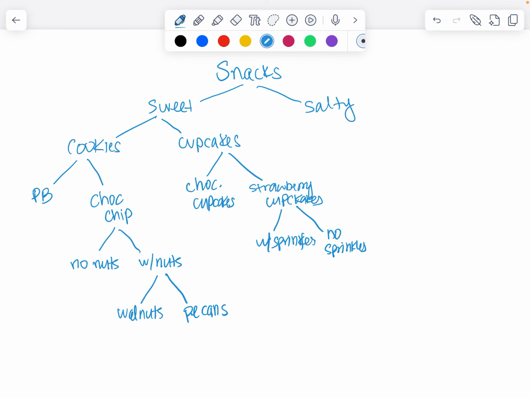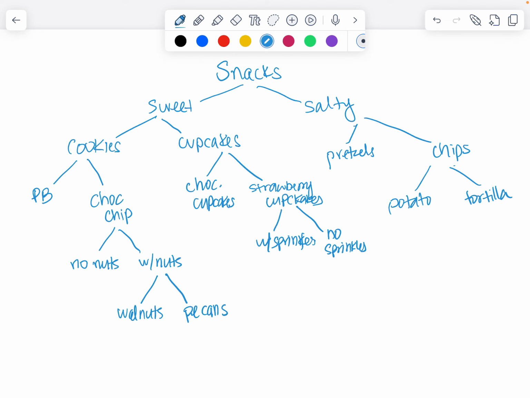All right, now, that was mostly the sweet snacks. Let's talk about some salty snacks. Maybe for salty snacks, we could say pretzels and chips are often popular, right? Okay, so we could further describe the types of chips. Maybe you have potato chips versus tortilla chips. And furthermore, we could say, well, what kind of potato chips?